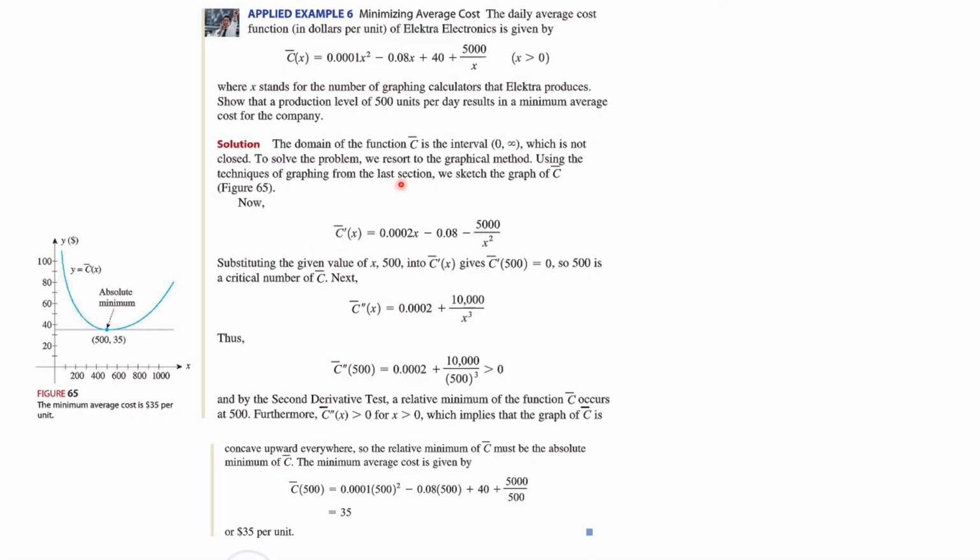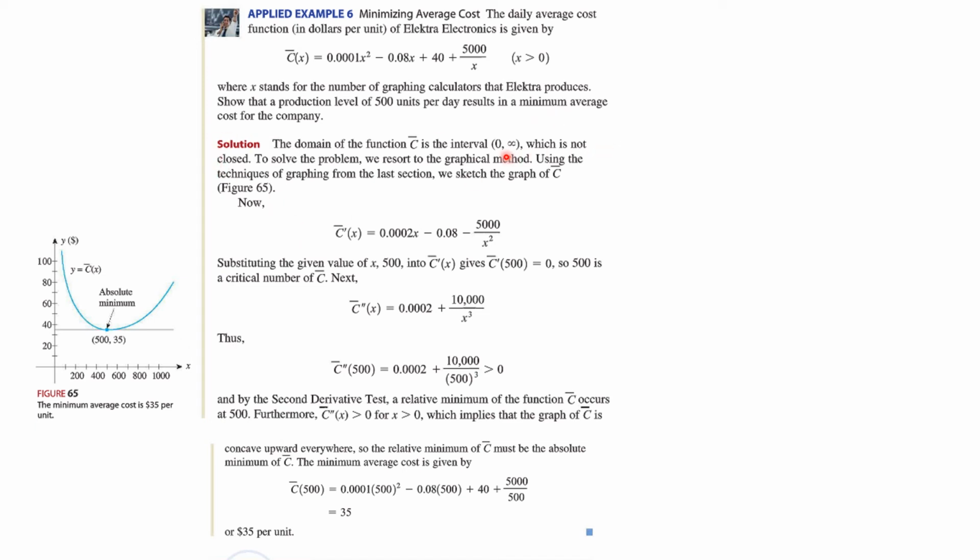Let's look at one talking about minimizing average cost. You remember that average cost is you take the cost function c of x, but you divide it all the way through by x. And so this is c bar of x, and notice that when I do that, I do get an x in the denominator. And so this is an average cost function, c bar, and x is bigger than 0 because you can't have x equal to 0. So what we want to do is show that a production level of 500 units per day results in a minimum average cost.